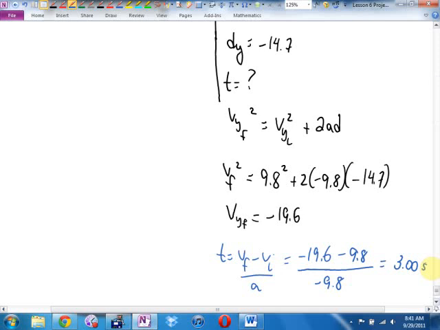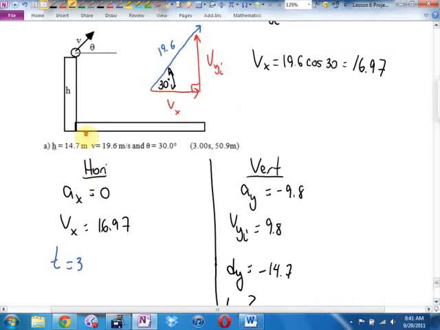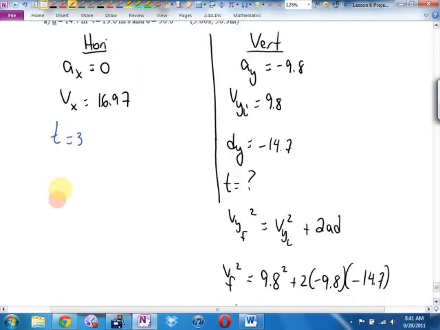Is that okay so far? Now that I have time, over here, I also know time of flight. It's 3. And now I say, aha, I have 3 things. I can find any fourth thing that they want, a V, a D, or whatever. And this question wanted the range, which means they want me to find DX, which happens to be VXT plus a half AXT squared. VIT plus a half AT squared.